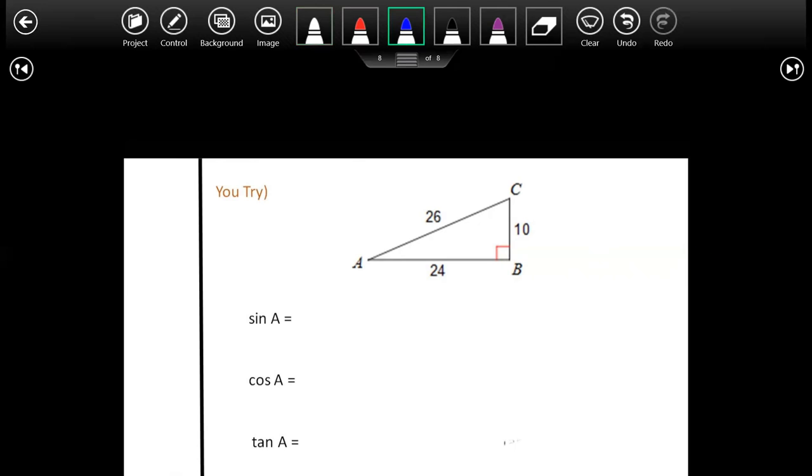What's our reference angle? A. And what acronym did I tell you to write down every time? SOHCAHTOA. All day, every day. Right?